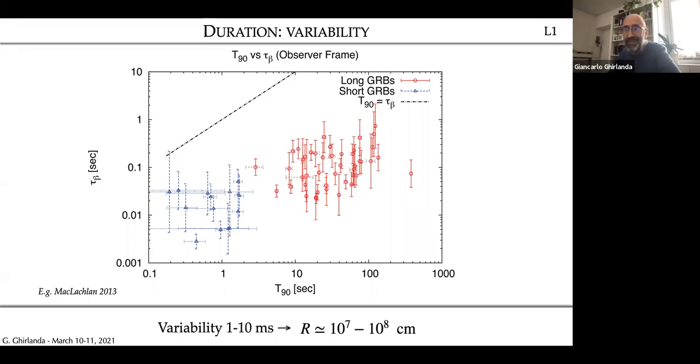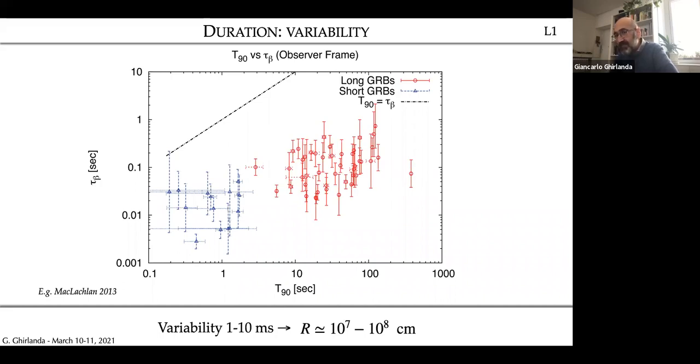What is important here is that if you think about the variability time scale in terms of a causality argument, you immediately understand that the region which is responsible for the production of photons should be a very compact one, with linear dimensions of the order of 10^7, 10^8 centimeters approximately, okay? This is an important point because it's the first hint of the fact that the sources responsible for this emission should be quite compact.